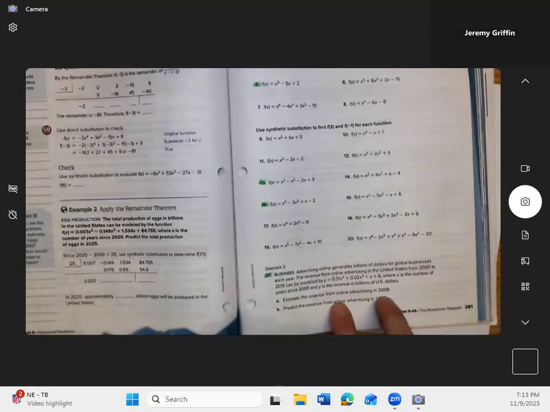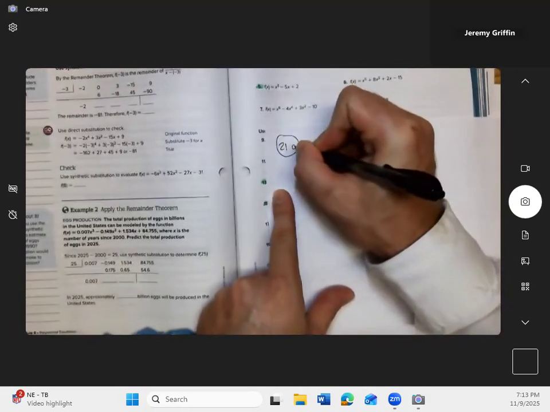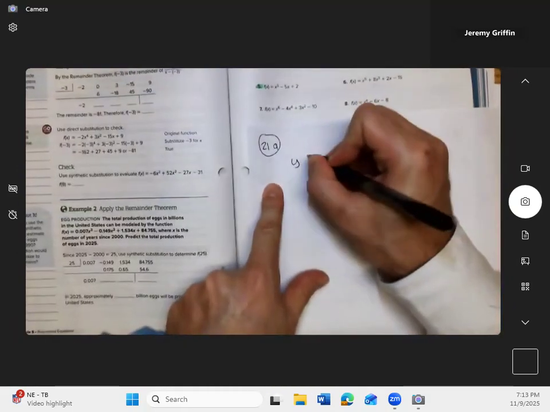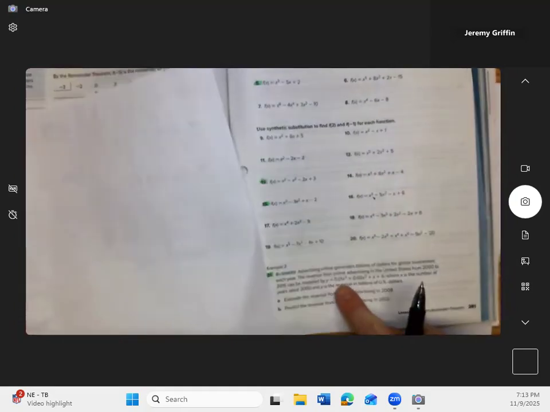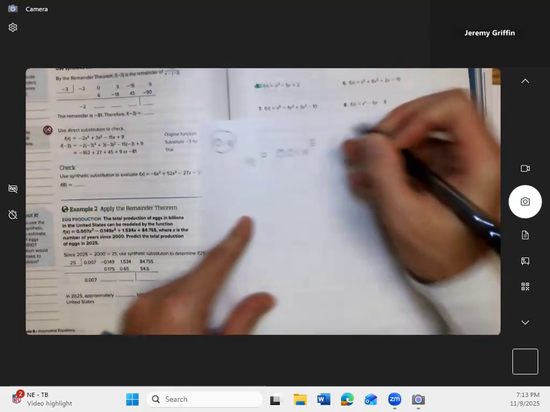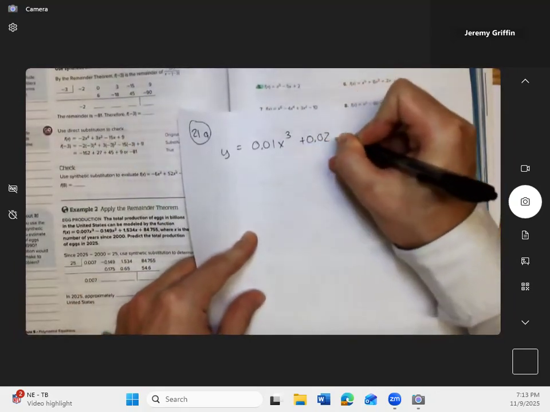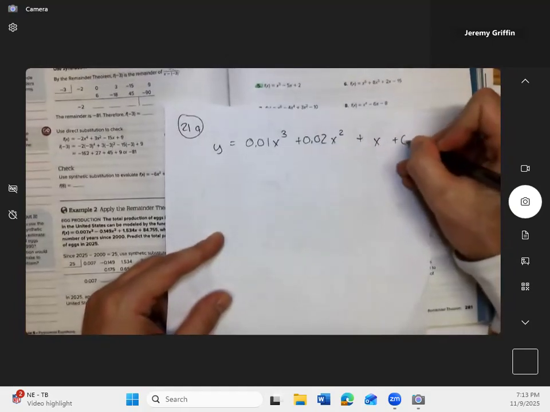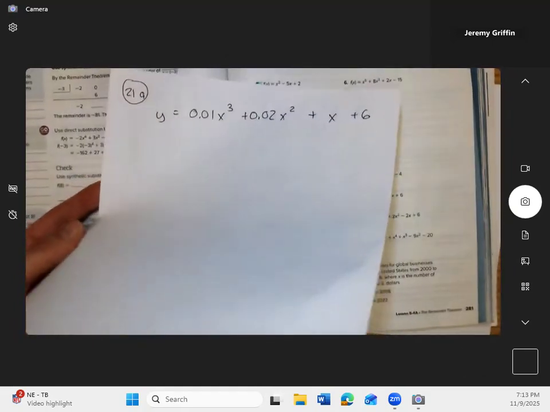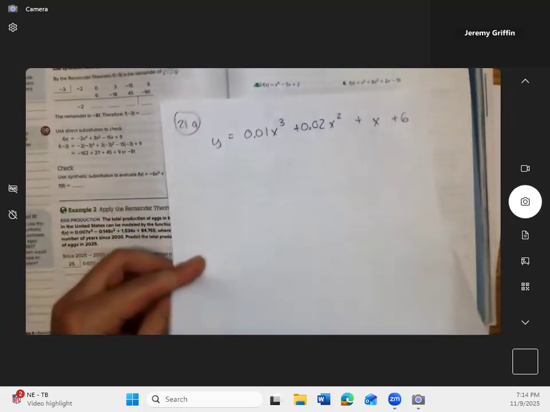So how about the year 2008? Okay, so 21A. Let's do 21A. So I got y equals, I'll write this bigger so it looks better on the screen. 0.01 x cubed plus 0.02 x squared plus x plus 6. Right? X is the number of years since the year 2000. Right, we want the year 2008.